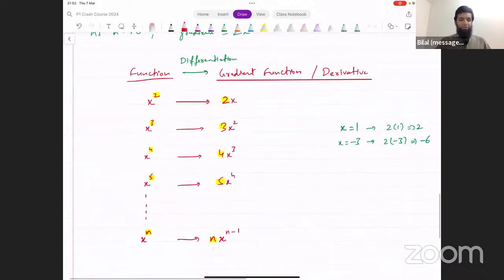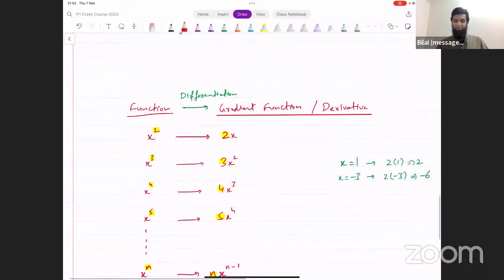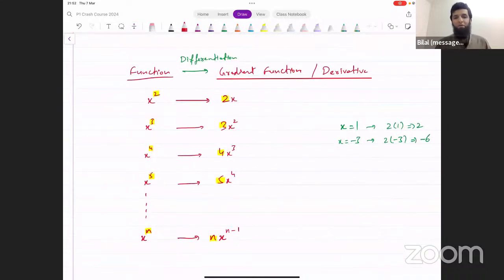Does that make sense to everyone? Any problem with this? This is a general rule now that we're getting. If you have x raised to power n, the derivative of that is going to be nx raised to power n minus 1. Make sense? Yes, sir.